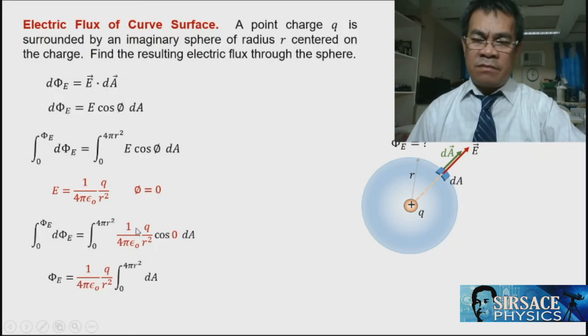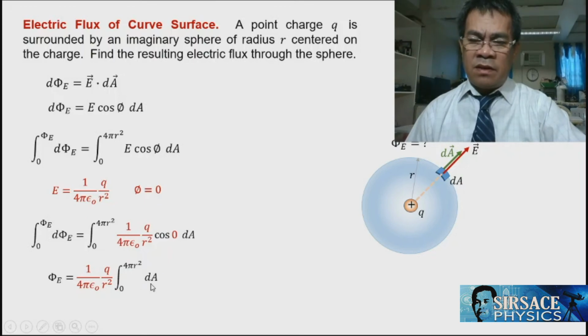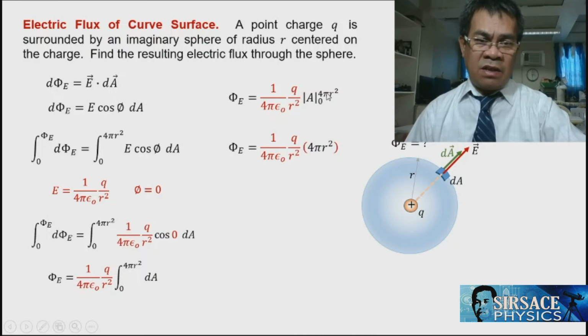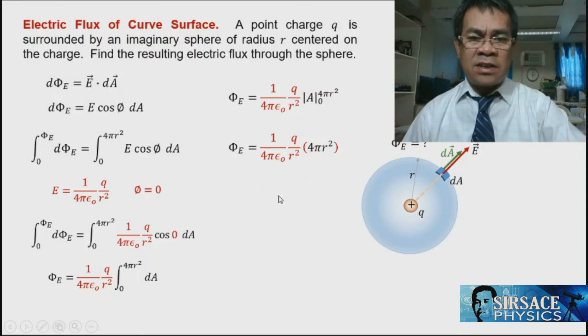Now do the evaluation of the integral. These are constants, so we can take them out, and the only integral inside is only the 1 unit of infinitesimal area. So evaluate the integral. We come up with 1 over 4 pi permittivity, Q over r squared. And take note, evaluate the limit from upper minus lower. The lower is 0, so this is simply 4 pi r squared. Now notice that we can cancel the 4 pi and the r squared. So what is remaining? The flux now becomes Q over permittivity.